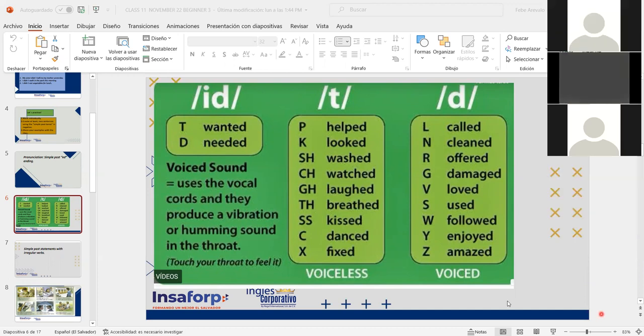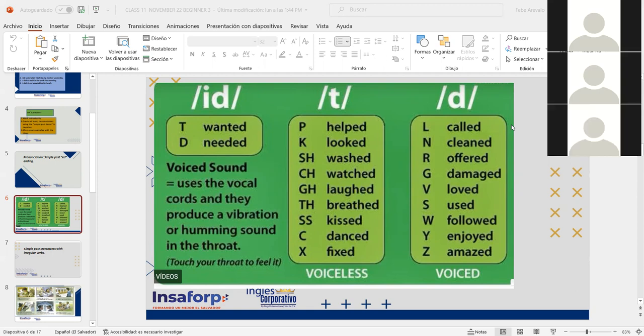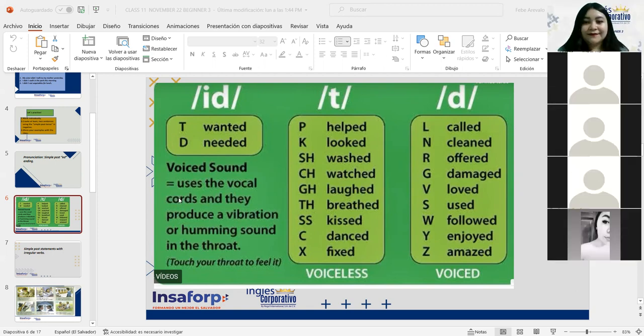Okay, let's go with Alba Aguilar. Okay, Albita, tell me the verbs, please. Wanted. Needed. Helped. Looked. Washed. Watched. Lauted, breathed, kissed, danced, fixed, called, cleaned, offered, damaged, loved, used, followed, enjoyed, amazed. Excellent. Thank you, Albita. Very good.